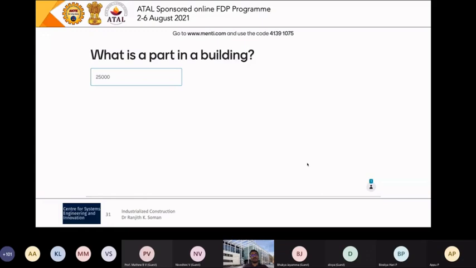So 25,000 is an answer. I'm thinking, when you say 25,000, what is that one unit, or what do you mean by that one part? Manufacturing or other systems have a definite answer to that. But what do you think the answer to that question is? Foundation, floors, walls, beams, columns, roof, stairs. Okay, that could be one part.